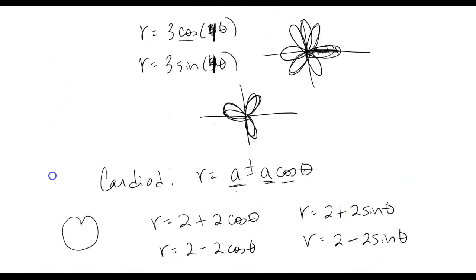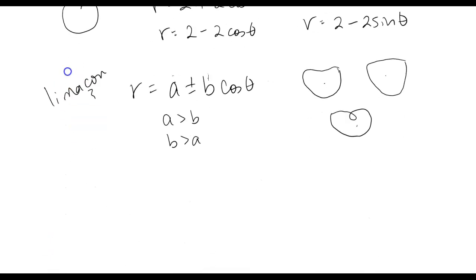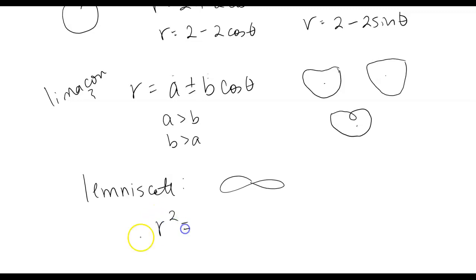So I said 4 parents. How many have I done? 1, 2, 3. Okay, I've done 3. The last one is called a lemniscate, and a lemniscate looks like an infinity sign. Its parent function, I never can remember. Hold on a second. I'm pretty sure it's r squared equals A squared, and then once again sine or cosine of 2 theta. It's something like this. It's all wackadoo.